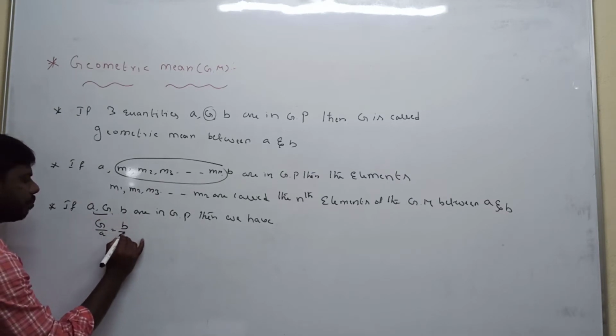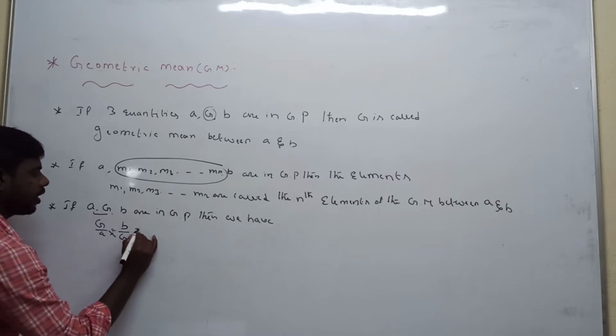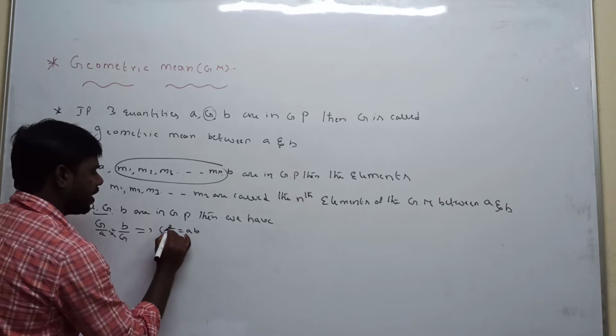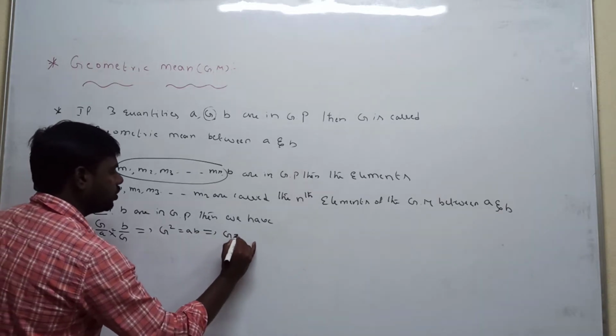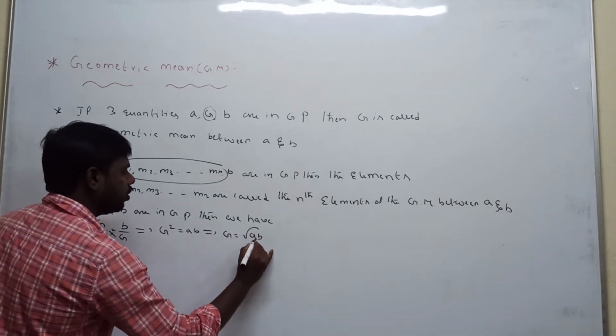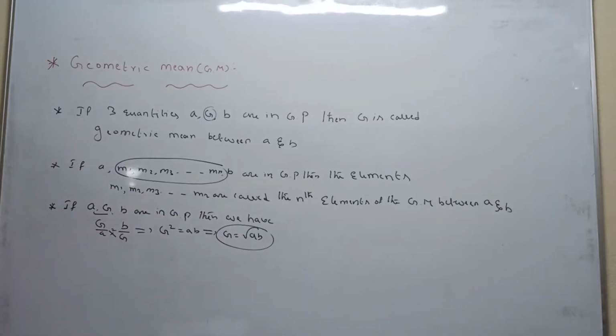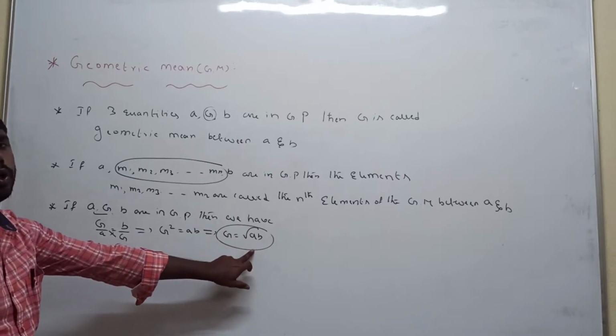The second ratio is B by G. After that, cross product: G into G, G square is equal to AB. Taking the square root, G is equal to root AB. This is called the geometric mean between A and B, given by G is equal to root AB.